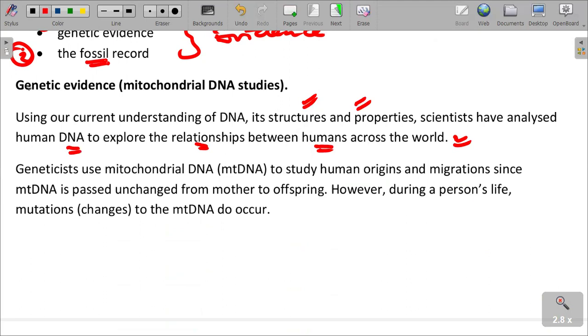Geneticists use the mitochondrial DNA to study human origins and migrations, since mDNA, mitochondrial DNA, is passed unchanged from mother to offspring. However, during a person's life, mutation might occur, changes might occur to change the mitochondrial DNA.